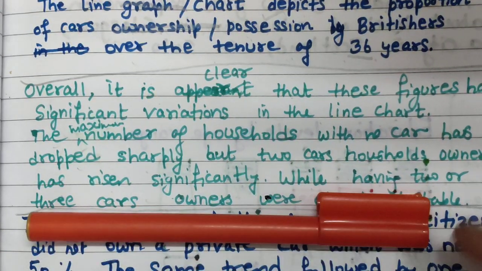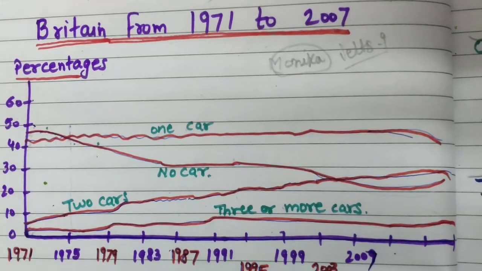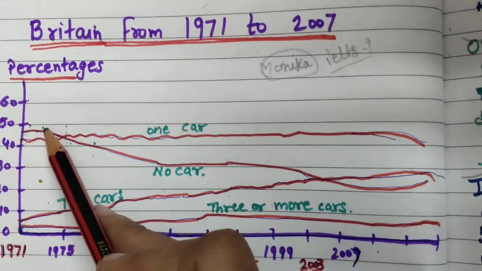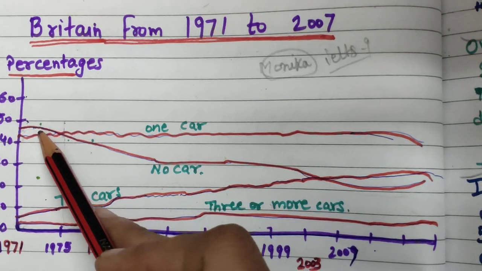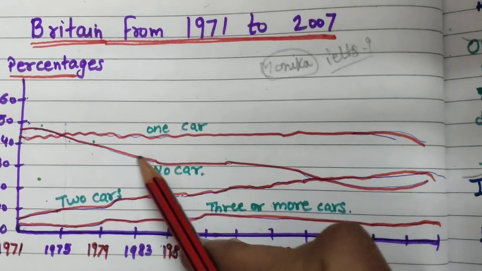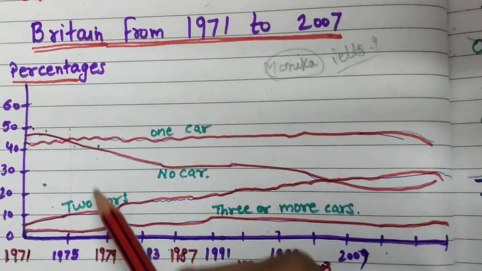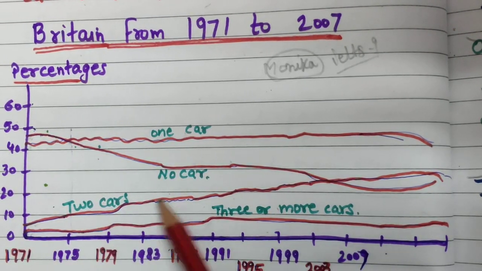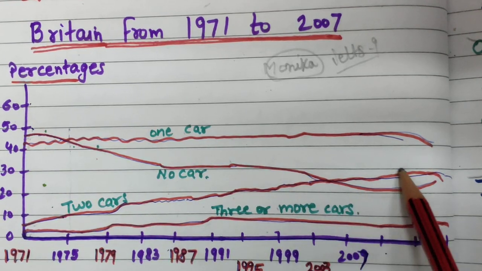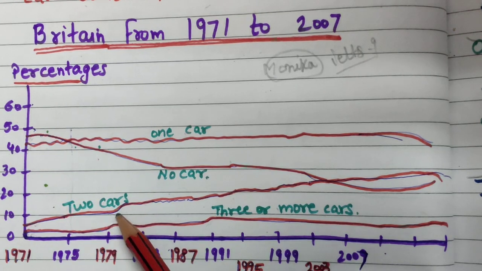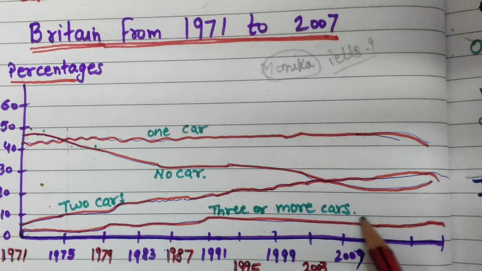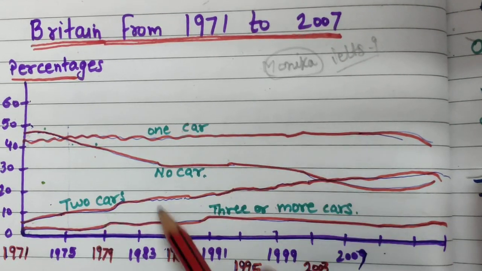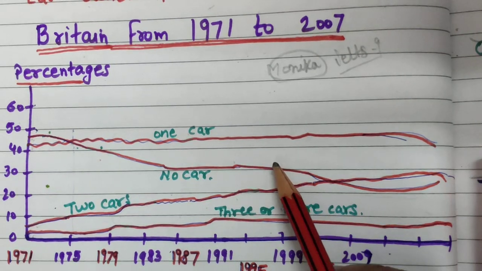So maximum, minimum, you can always talk about, and you can just look at the data chart. What we have discussed in the overall: the maximum, no-car holders, their line had dropped significantly, and definitely the 2-car holders' line had risen significantly. So we have discussed opposite things over here, and this other line is stable. We have told the last line here. Overall, this is what we have to discuss in the second paragraph.